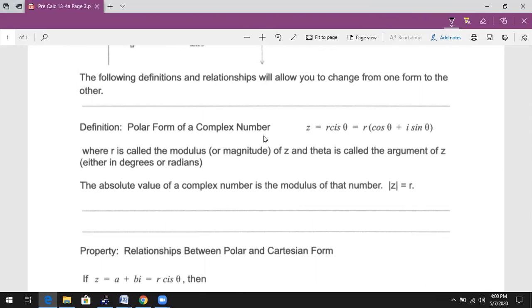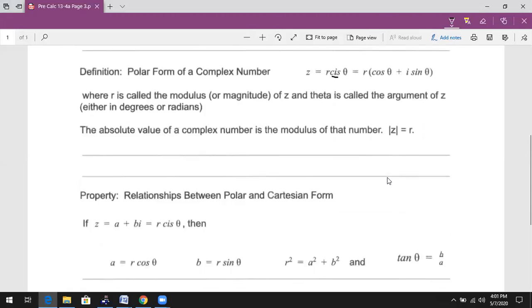Definition: polar form of a complex number. Z equals R cis theta, where cis is short for R times cosine of theta plus I sine theta. If that's the case, R is called the modulus or the magnitude of Z, and theta is called the argument of Z. They're either in degrees or radians. And the absolute value of a complex number is the modulus of that number. So the absolute value of Z is R, the radius.